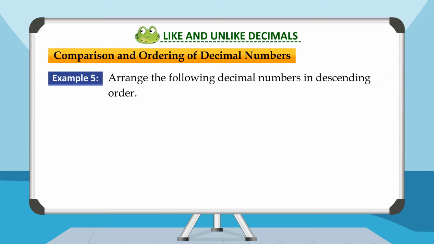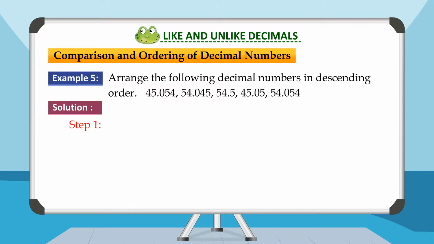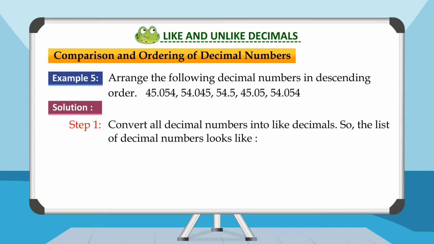Example 5. Arrange the following decimal numbers in descending order: 45.054, 54.045, 54.5, 45.05, 54.054. Solution. Step 1. Convert all decimal numbers into like decimals. So the list of decimal numbers looks like 45.054, 54.045, 54.500, 45.050, 54.054.